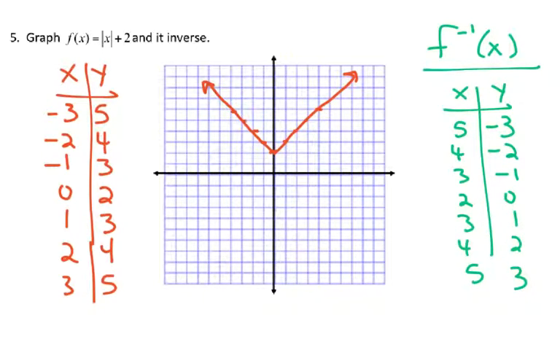So 1, 2, 3, 4, 5, (5, -3), (4, -2), (3, -1), (2, 0), (3, 1), (4, 2), (5, 3). And hey, look, that V, its inverse is a sideways V.